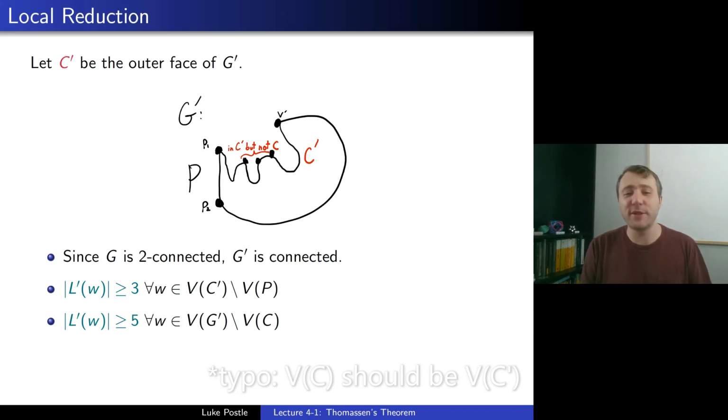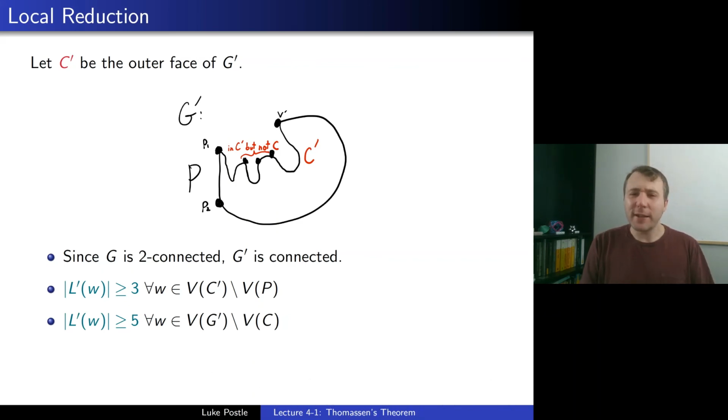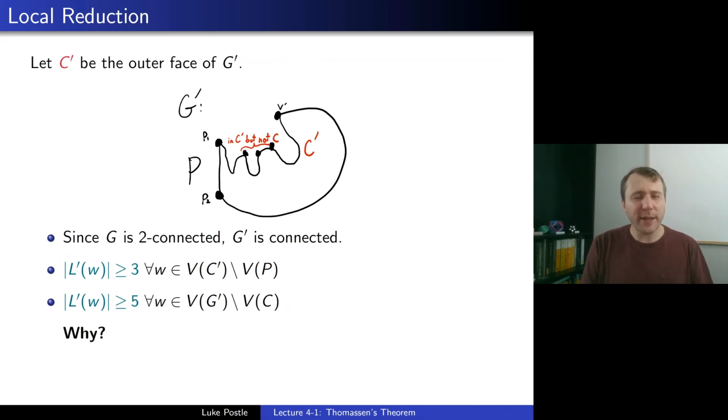So this would be v of G prime minus v of C prime. Sorry for the little typo. So do the things inside have at least 5? Well, stop. Why? Think about this again, formalizing in your head. Why do the vertices in the new interior have at least 5 as their list? Give it a reason.